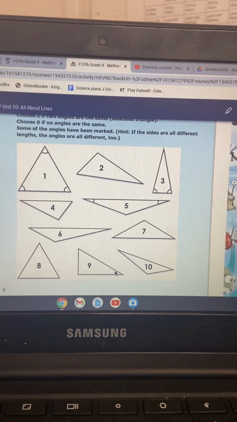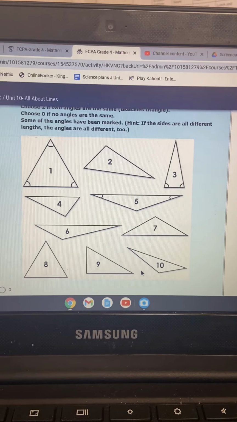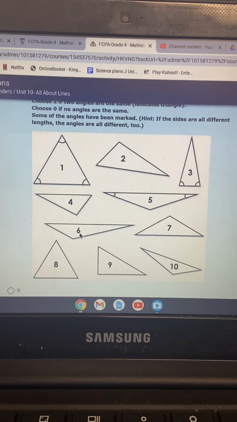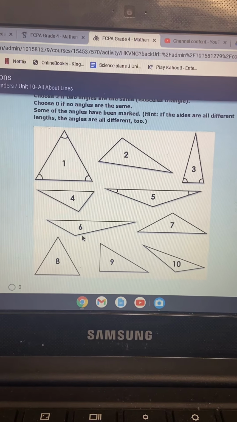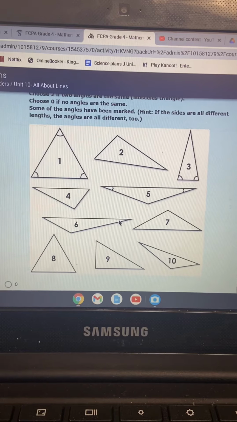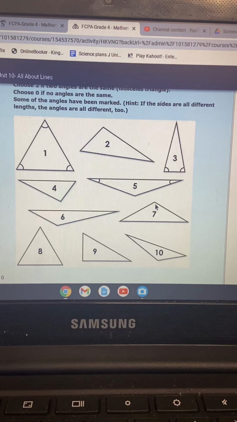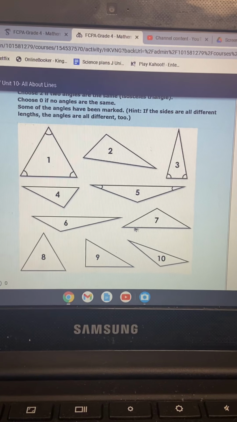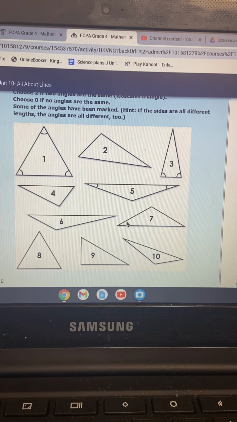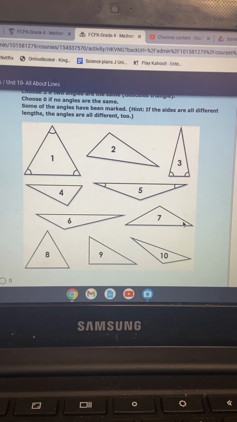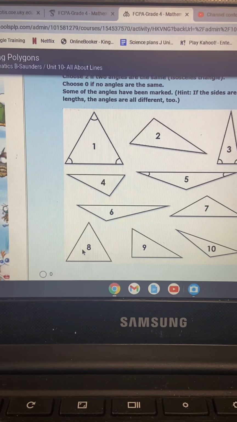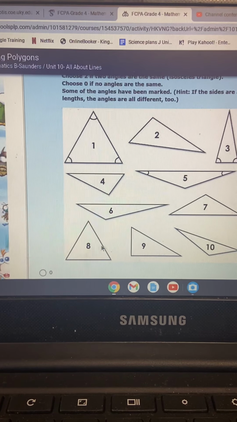Now starting 6, 7, 8, 9, and 10, they're not going to tell us. They're not going to give us those loops, so we've really got to look at it. So when we look at triangle 6, this angle and this angle are definitely different, and this angle is different than both of them, so 0 angles are the same. Triangle 7, this angle and this angle are different, but these 2 angles look the same. So on triangle 7, 2 angles are the same. This one and this one, the 2 bottom ones. On triangle 8, all 3 angles look the same. So it's an equilateral triangle where all 3 angles are the same.